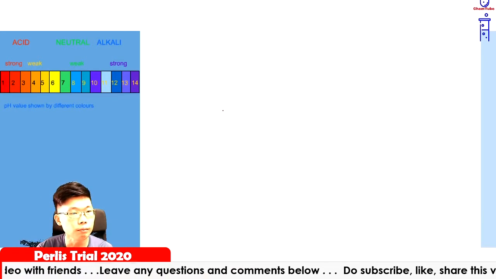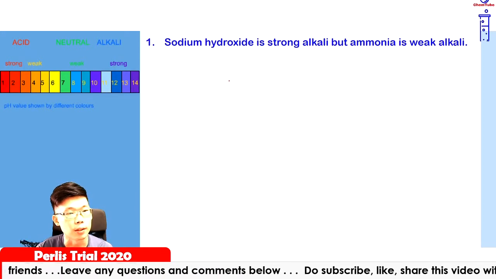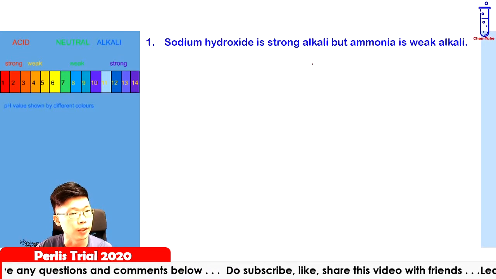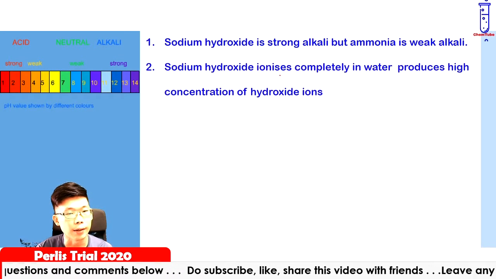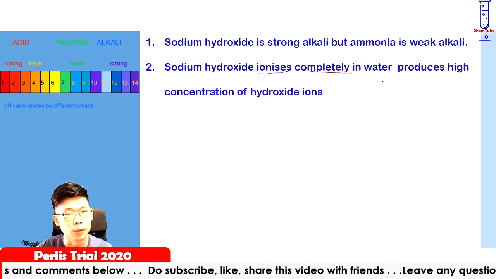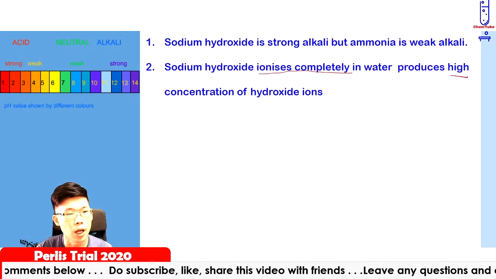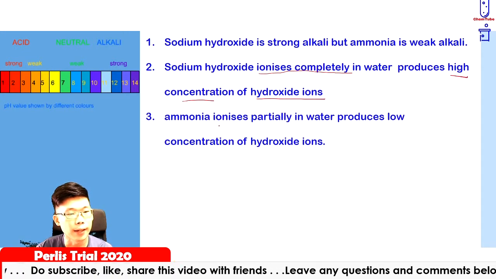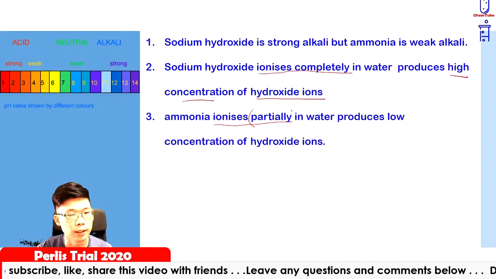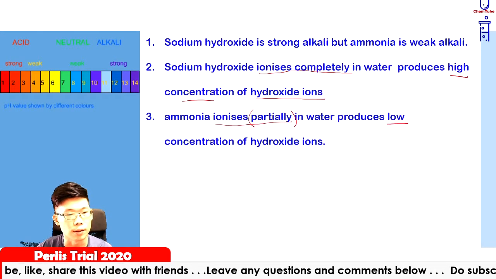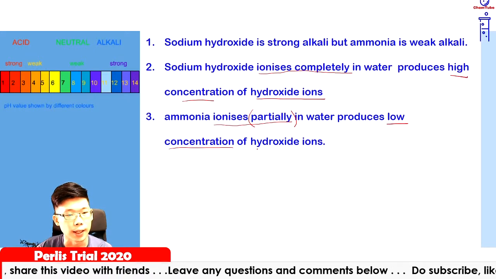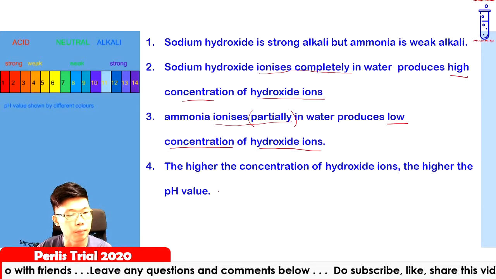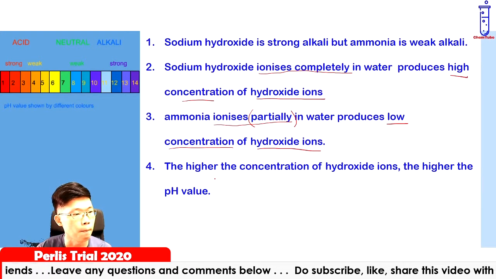So number 1, sodium hydroxide is a strong alkali, but ammonia is a weak alkali. This is point number 1. Number 2, sodium hydroxide ionizes completely in water to produce a high concentration of hydroxide ions. Then ammonia ionizes partially in water to produce a low concentration of hydroxide ions. So the higher the concentration of hydroxide ions, the higher the pH value. So there are 4 points here.